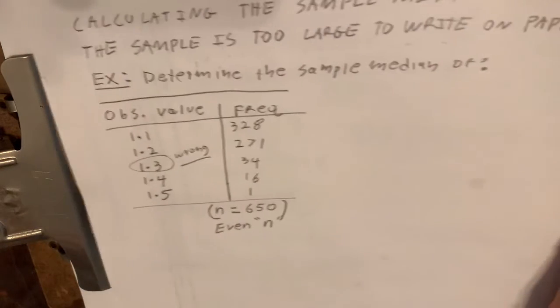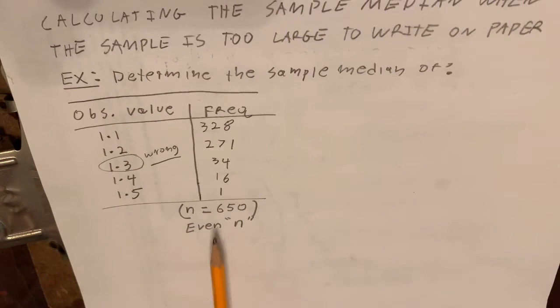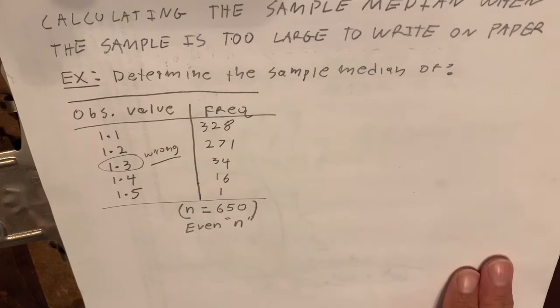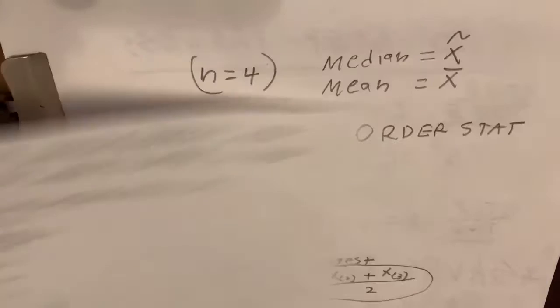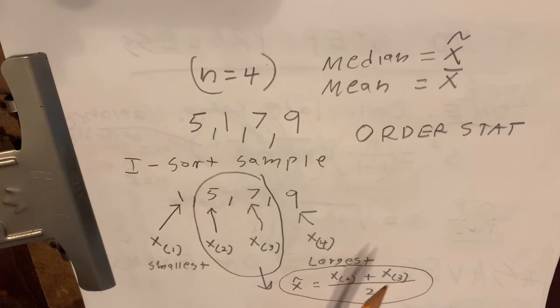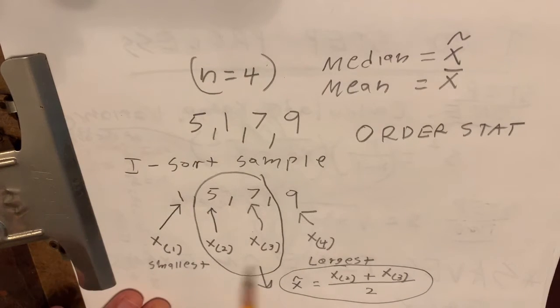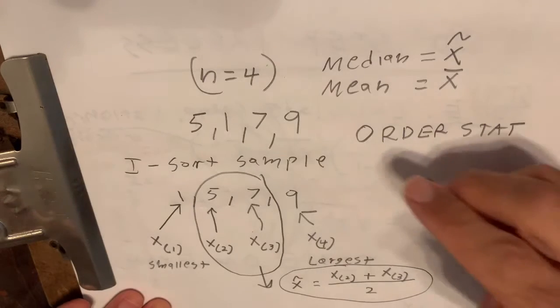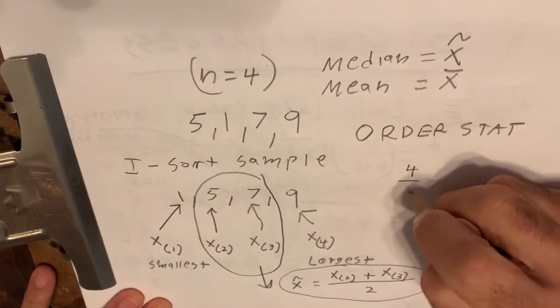Well, I'm trying to show you how to do it when you have 650 observations, which are too many to actually write up on the piece of paper that you've been given in your college class. So we're going to use this simple case in order to figure out how to do it in the complicated case.